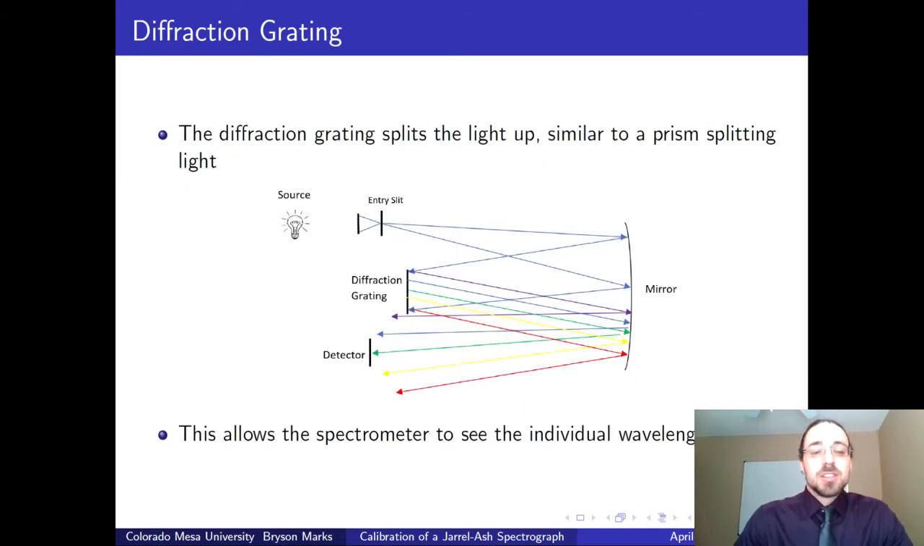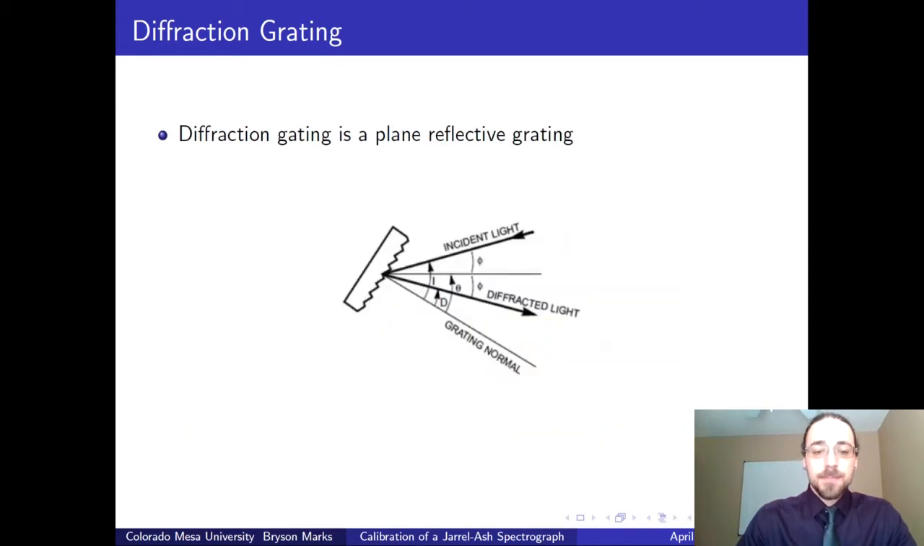So we have a diffraction grating. This diffraction grating splits light up similar to a prism splitting up light, and it allows the spectrometer to see individual wavelengths. Something we need to be reminded of is that the light being imaged is focused on the detector, and this cartoon just shows that it disperses our wavelengths out and why we need our diffraction grating to rotate so that we can see other wavelengths of that light in question.